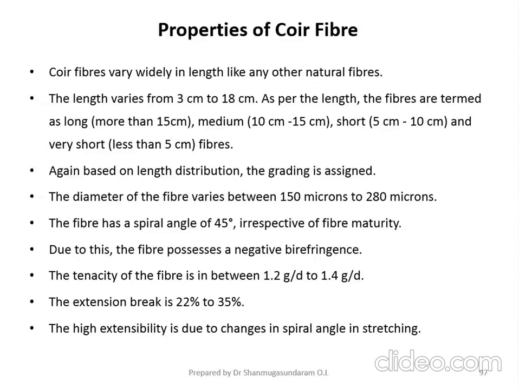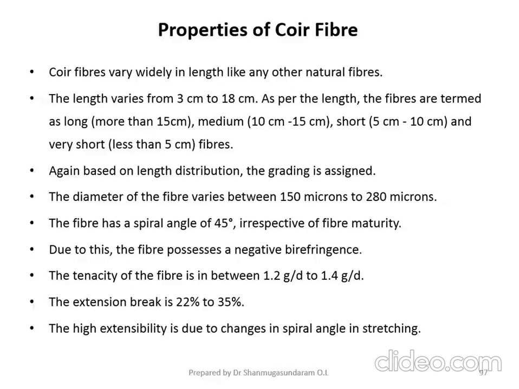The tenacity of the fiber is between 1.2 grams per denier and 1.4 grams per denier. Denier is nothing but the count. It is the direct count. Denier means the weight of 1000 meters of a yarn, expressed in terms of grams. You have to take 1000 meters of yarn, weigh it, and express it in terms of grams. Example, you take 1000 meters of yarn and the weight is, suppose, 100 grams. What will be the denier? The denier is 100 denier.